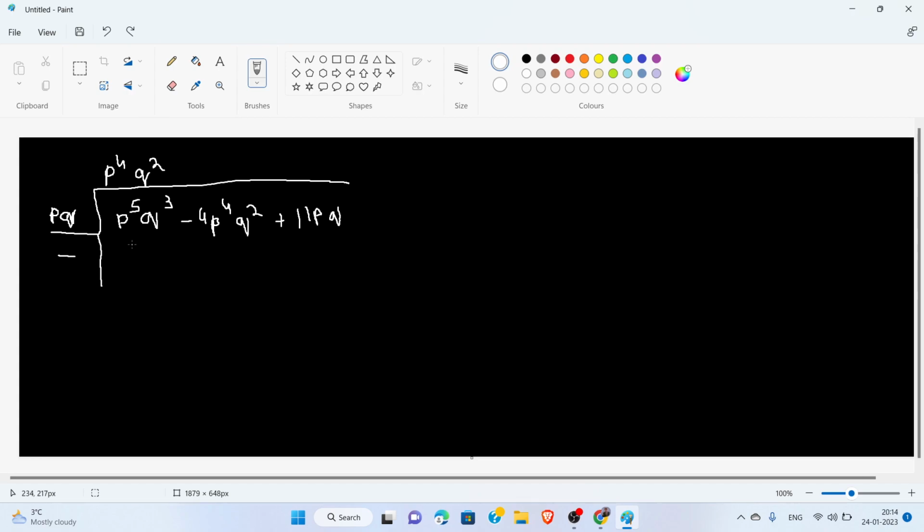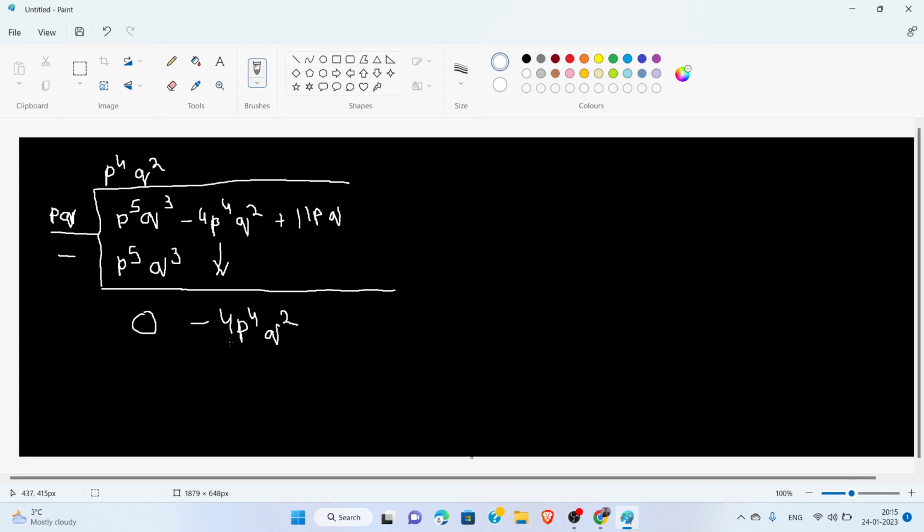Now what we're going to do is, I already know that I had divided P^5 Q cubed by PQ in such a way that I'm going to get 0 as a remainder here, because this is going to be P^5 Q cubed. Now I'm moving on to the next term. Now what I'm going to do is bring this down. So I'm going to get minus P to the power 4 Q squared.